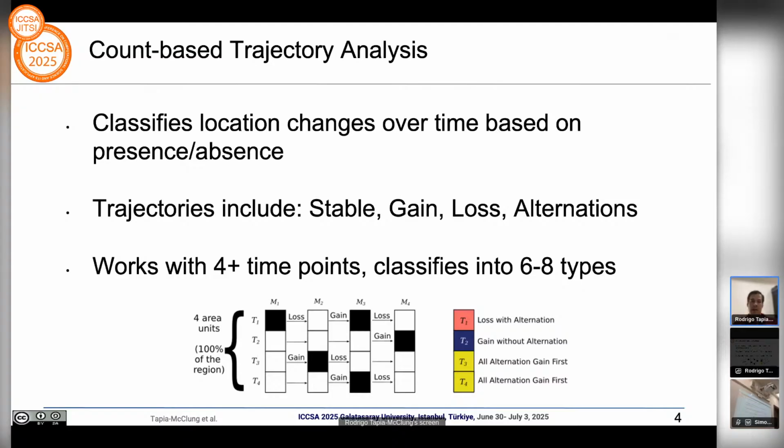And the last one, it was always alternating, and at first there was nothing, there was absence, then there was presence, and then there was absence again. So we were always alternating values, but at first we gained. And in the last case, we also have a gain first, but it was not in the very first map.